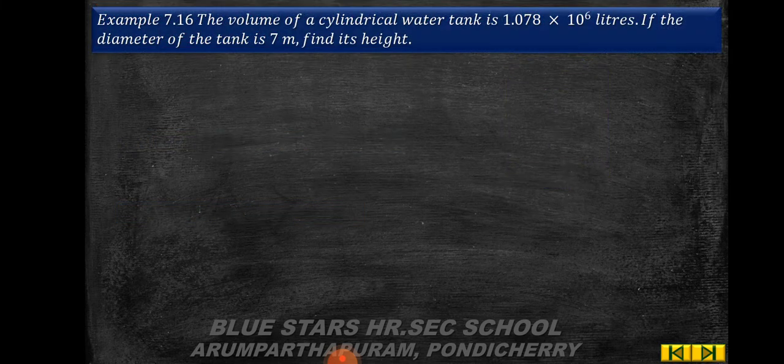Next one is example 7.16. The volume of a cylindrical water tank is 1.078 into 10 to the power 6 liters. If the diameter of the tank is 7 meter, find its height. So here the volume of the cylindrical water tank is given in standard form, that is, scientific notation form.